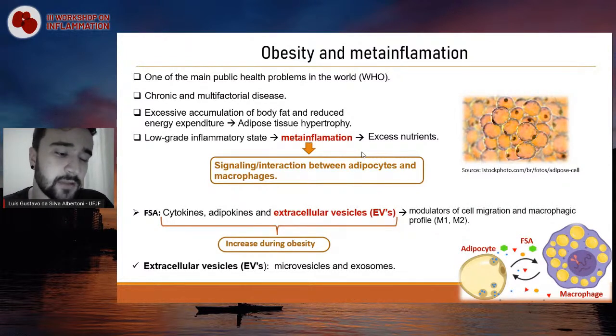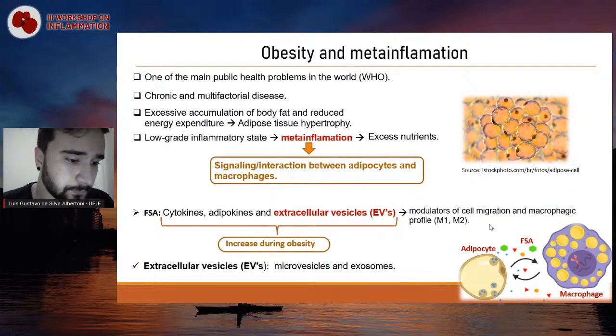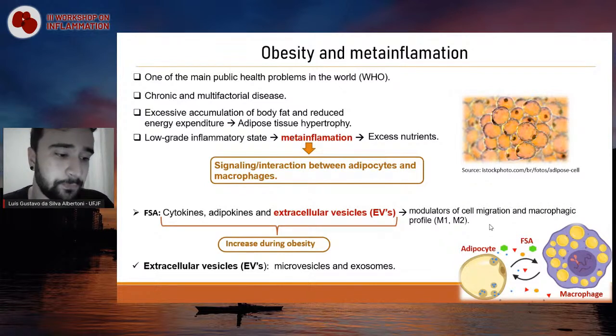Among these soluble factors, several cytokines, adipokines, and extracellular vesicles are found, which play a role in cell migration and cell activation, and also in the macrophage profile. This release of soluble factors increases in obesity, and the extracellular vesicles secreted by adipocytes are divided into two subpopulations, the microvesicles and the exosomes.